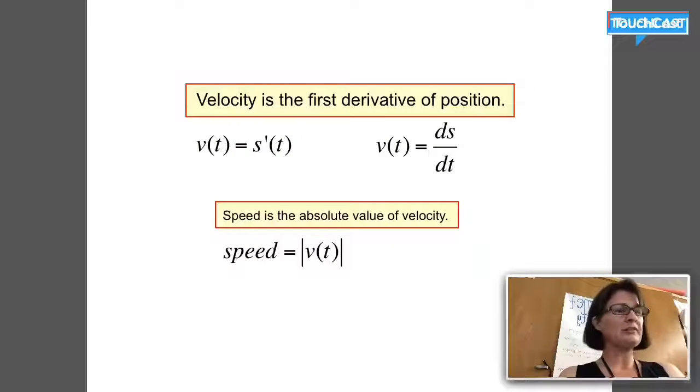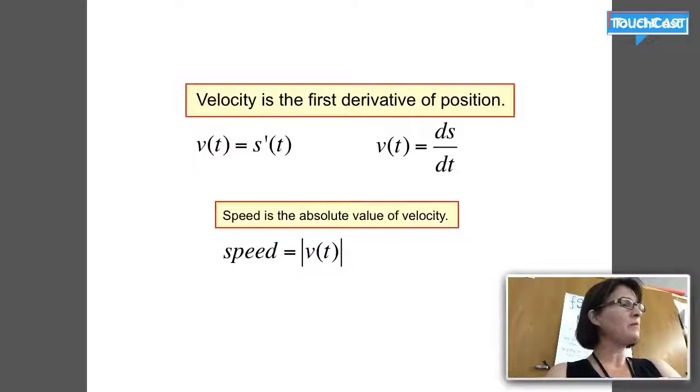Velocity is the first derivative of position. Pretty commonly we use s of t. S is the function name, t is the input, so s is a function of time for distance. We wouldn't usually use d for distance, we usually use s. And then velocity is the derivative of the position function. So there are two different notations. We could say v of t is equal to s prime of t, or equivalently, v of t is the same as ds dt, the derivative of position with respect to time.